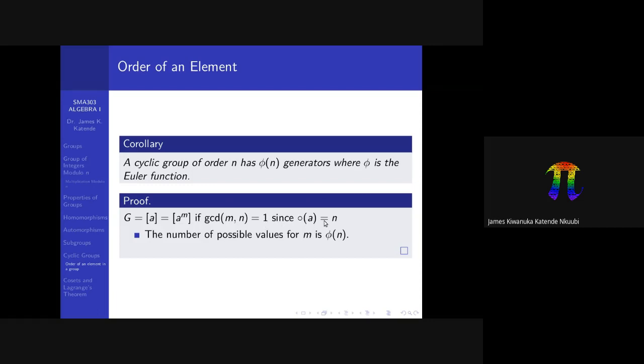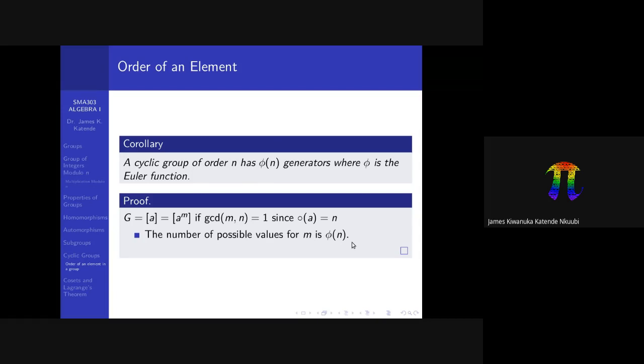This is because we know that the order of A is equal to N. This is from the previous theorem. So the number of possible values for M will just be phi n, because M will simply count the number of integers which are smaller than n and relatively prime to n. So for instance, suppose the order of the group is 10. If this is 10, that group will have how many generators?